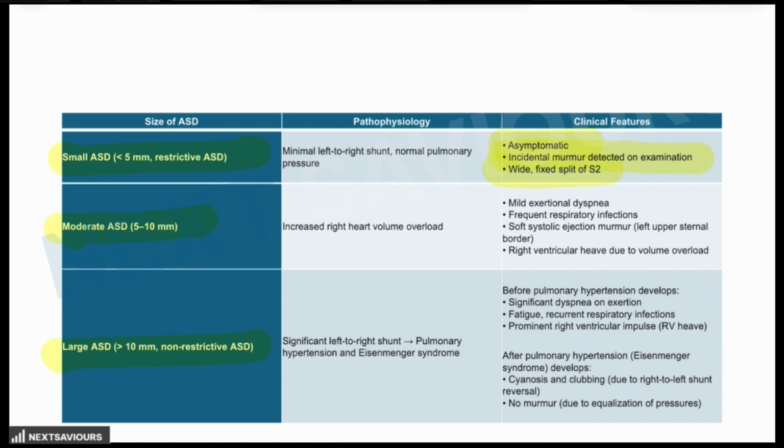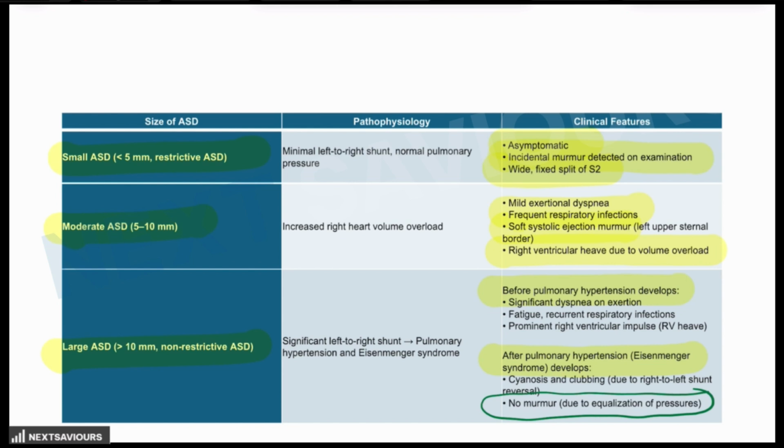While in case of moderate ASD, there will be features of congestive cardiac failure, frequent respiratory infections, dyspnea, a soft systolic ejection murmur, and a right ventricular heave due to volume overload. But if the defect becomes large, more than 10 millimeters, then before and after the development of pulmonary hypertension, the features remain the same. Remember, after the development of pulmonary hypertension, there will be no murmur because of the equalization of the pressures.